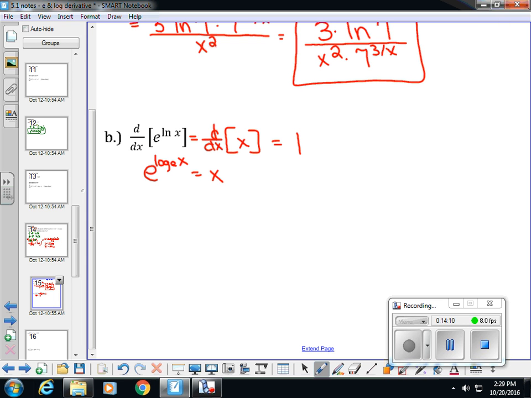If you did not see that and you wanted to use your log and exponent rules, they say you take the original and then multiply it by the derivative of what's in the exponent, which is 1 over x, and then you would see that you end up getting x over x, which reduces to 1. So either way, the derivative is equal to 1.